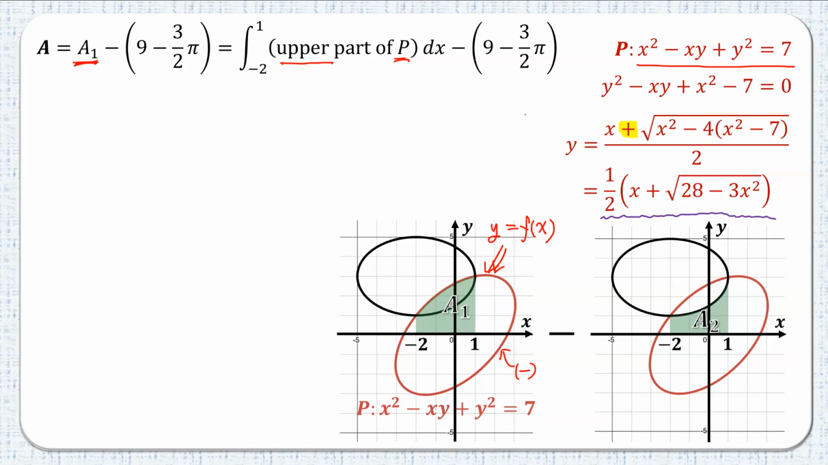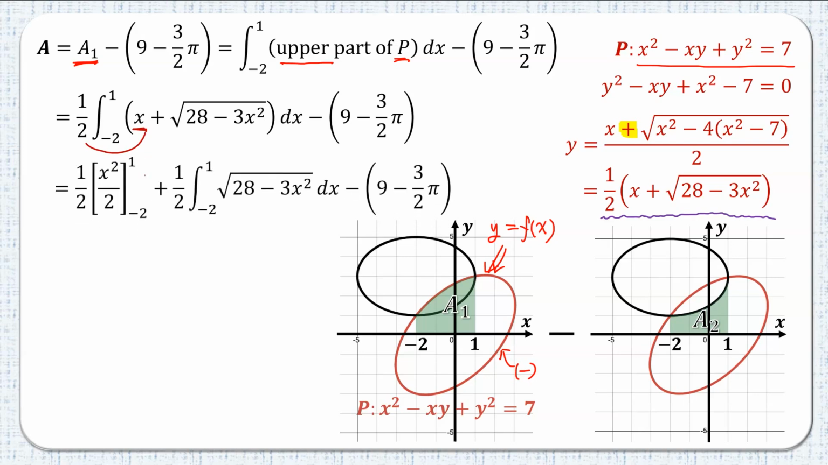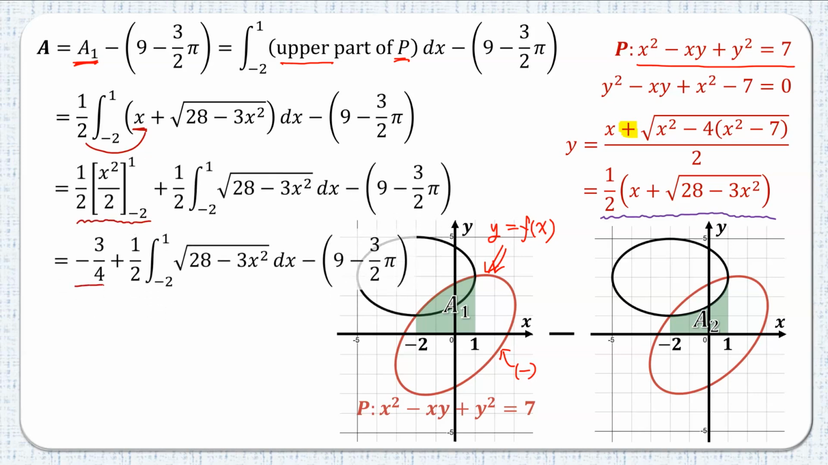So using the obtained expression, A1 can be expressed by 1/2 times the integral of x plus square root of 28 minus 3x squared. Here, this x term can be easily integrated to give the value negative 3 over 4. So we obtain 3 over 2 pi minus 39 over 4 plus 1/2 the integral of the square root part.